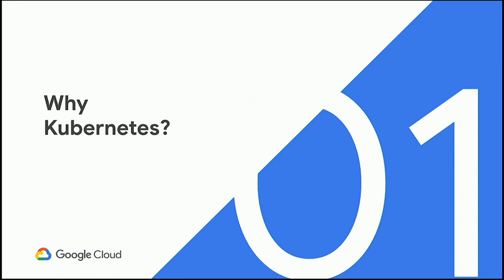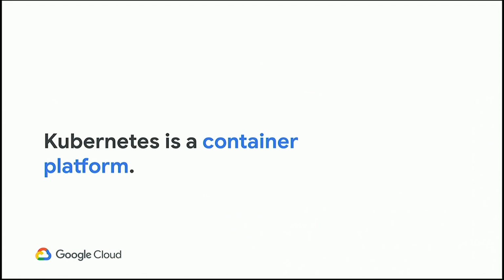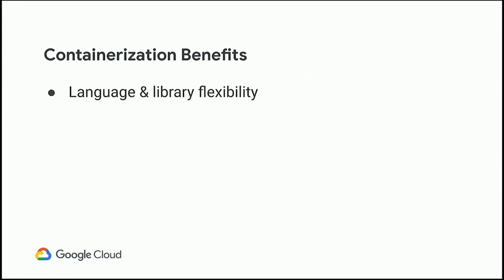All right, so why should you use Kubernetes as your application platform? Well, first and foremost, Kubernetes is a container platform. So you inherit all the benefits of developing with containers. These include things like language and library flexibility. So no longer are you limited to a particular language in your production environment, like a certain version of Java or a certain version of Ruby. And no longer do you have to put up with some 3-year-old release of a library that for some reason is still shipping in your Linux distribution.